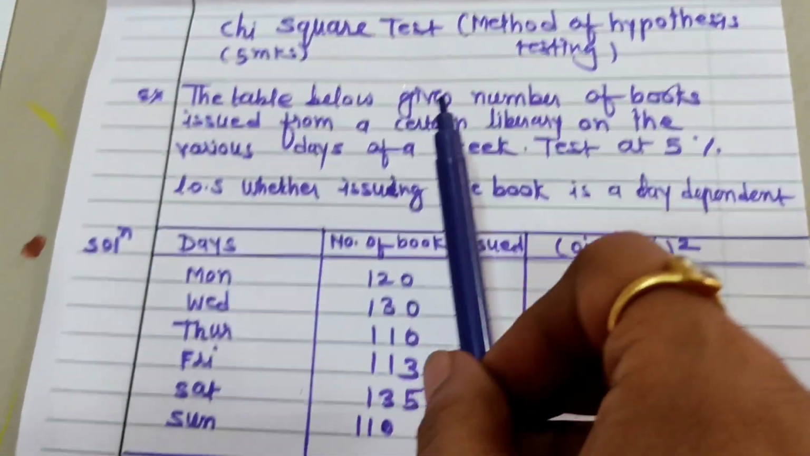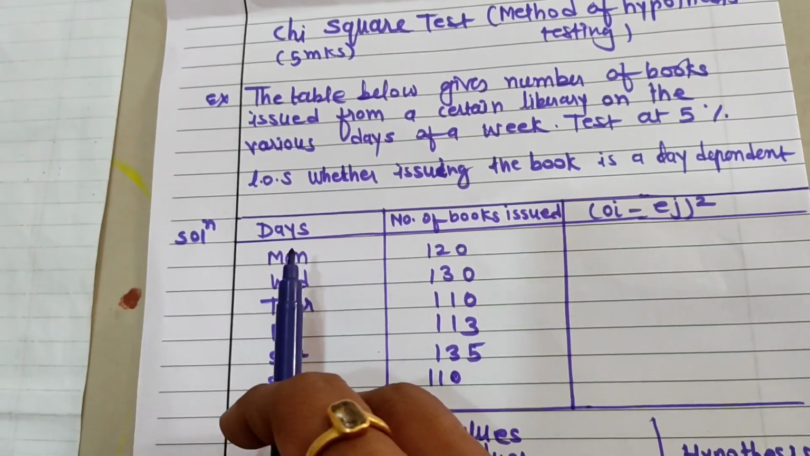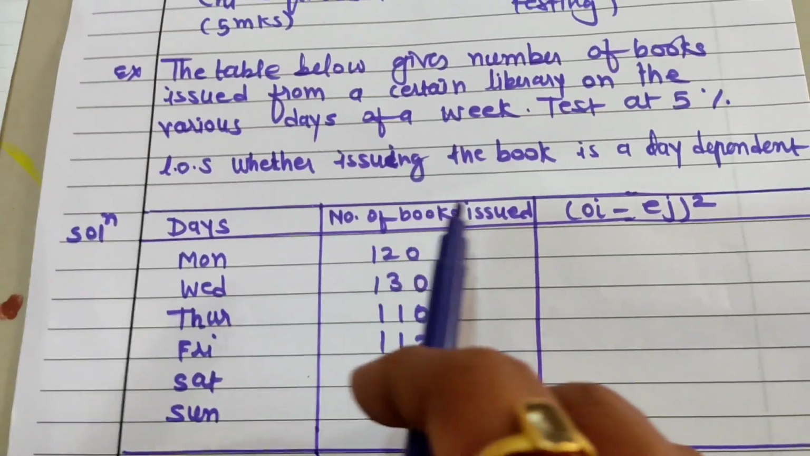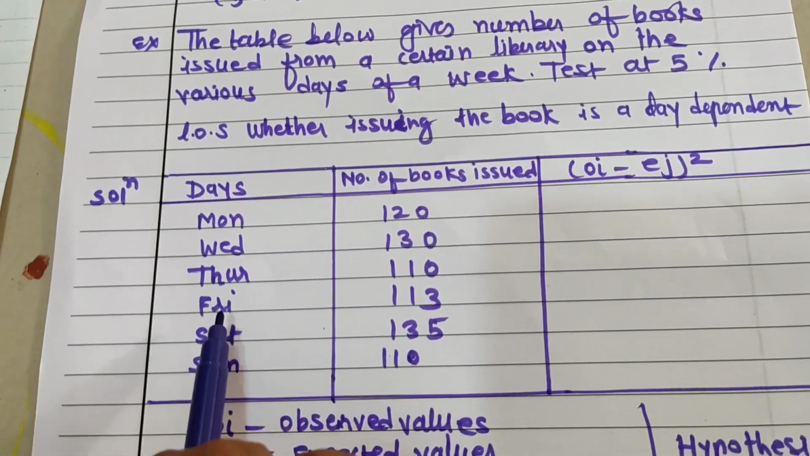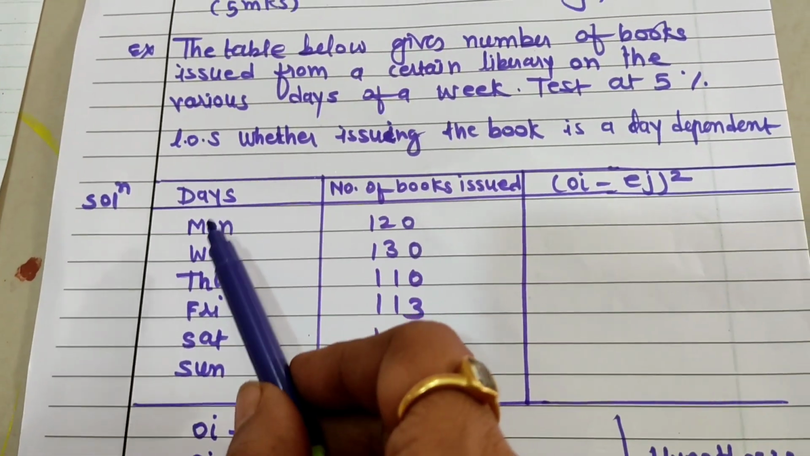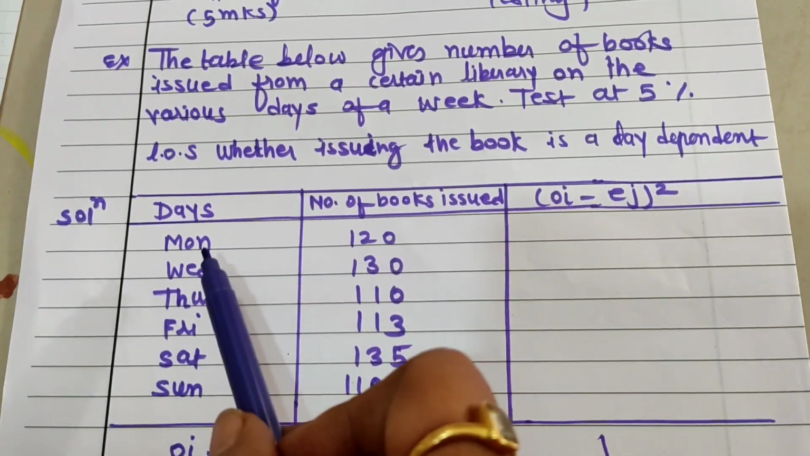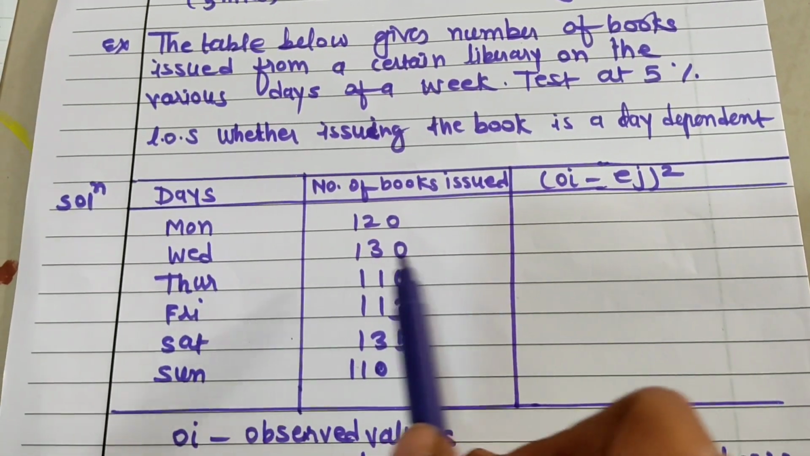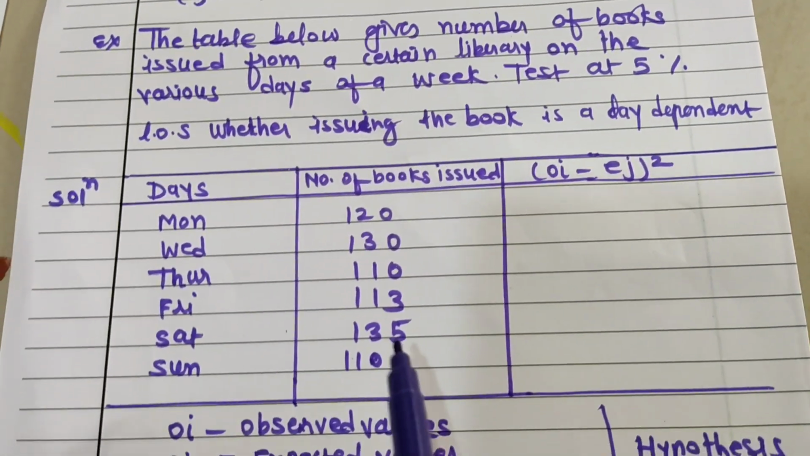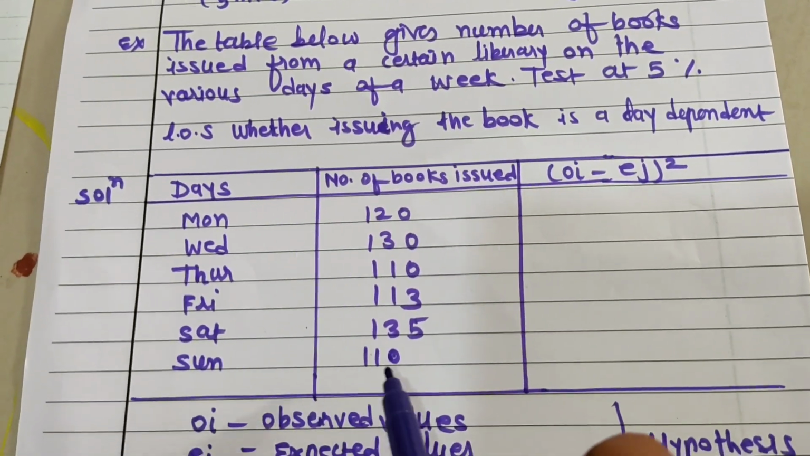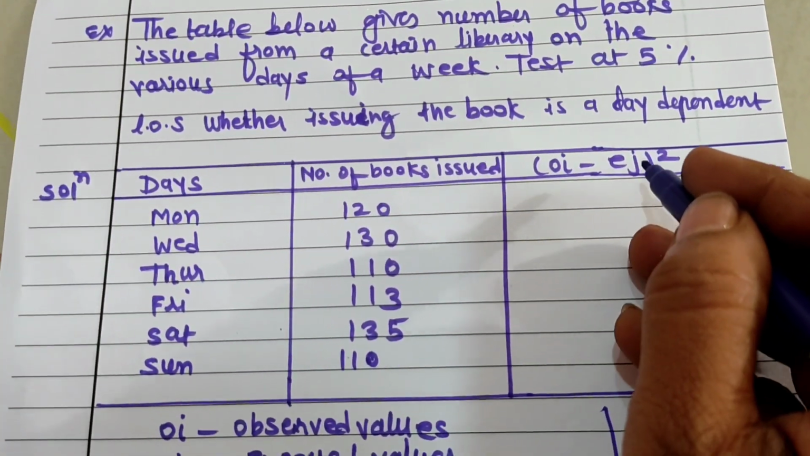Okay, such type of question is there on the chi-square test. In the example, days are given and the number of books issued is given. Days are Monday, Wednesday, Thursday, Friday, Saturday and Sunday. How many days are there? 1, 2, 3, 4, 5 and 6. Number of books issued: Monday 120, Wednesday 130, Thursday 110, Friday 113, Saturday 135 and Sunday 110. Now we have to make (OI minus EI) square.